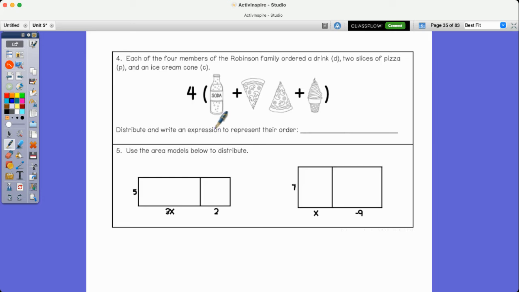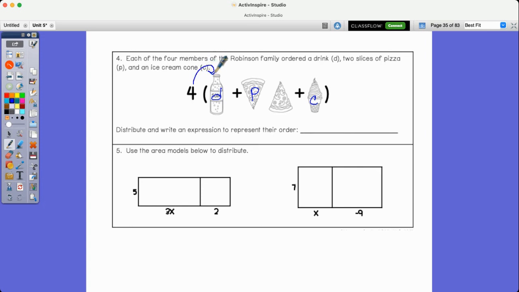Each of the 4 members of the Robinson family ordered a drink, 2 slices of pizza, and an ice cream cone. Distribute and write an expression to represent their order. Well, the drink we're going to use D for, okay? The pizza I'm going to use P for, and the ice cream cone I'm going to use C for. So I'm going to distribute my 4.